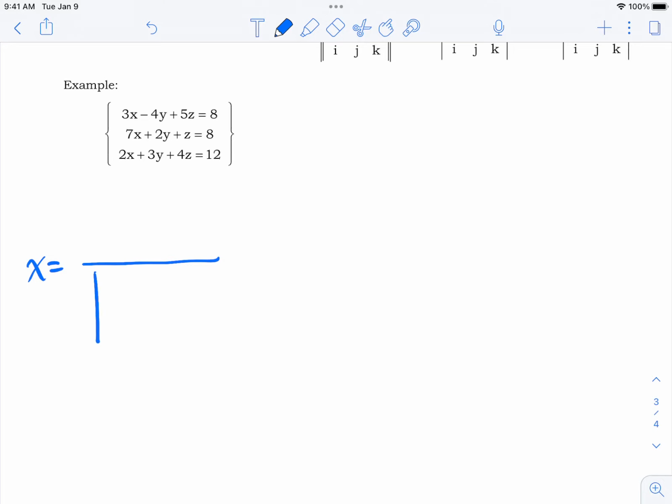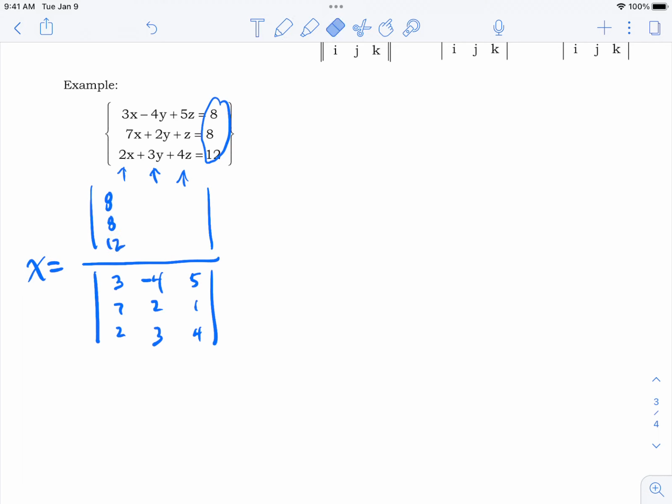So remember, I'm taking all my coefficients from the left side. So I'm looking here and I'm seeing in this column a 3, a 7, a 2. I'm looking here, I see in this column a -4, a 2, and a 3. And I see in this column a 5, a 1, and a 4. Okay, and then what's going to be on top is, this is the part where you grab these numbers, 8, 8, 12, and you put those into the x column. And then copy up these other numbers, the -4, the 2, and the 3, the 5, the 1, and the 4. Let's make that 2 a little bit bigger. Okay, so this is our solution for x.